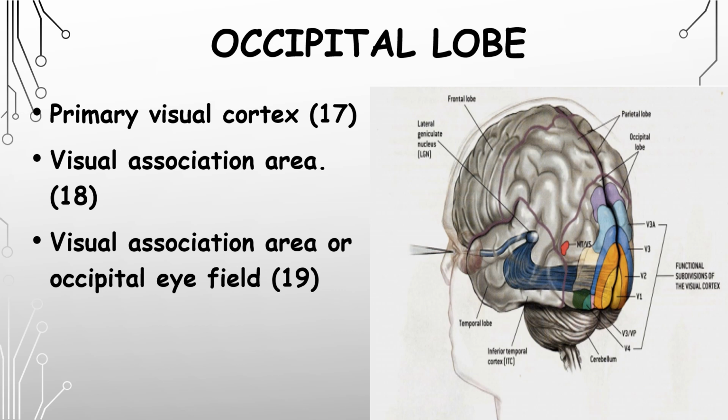Occipital lobe, which is primarily concerned with the vision. So there are three important areas in the occipital lobe. The primary visual cortex, which is area 17, and the visual association area 18, and visual association area or occipital eye field, which is concerned with the area 19.